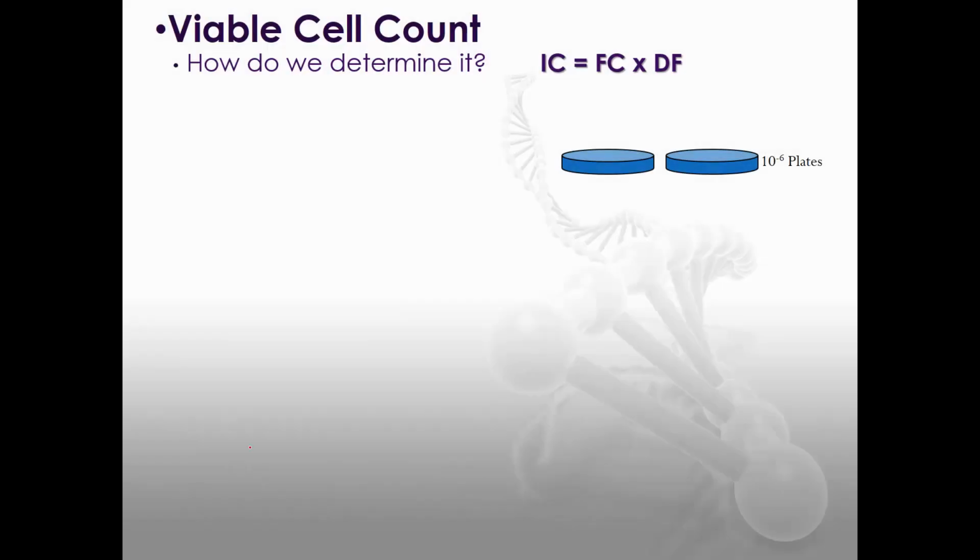All right, so in this particular lab, how are we going to use it? Well, you have your dilution plates, what you diluted to 10 to the negative sixth, right? IC equals FC times DF. So you're going to need to count your colonies. Ideally, something between 30 and 300. That's what the lab manual says, right? Sometimes you don't have something between 30 and 300.